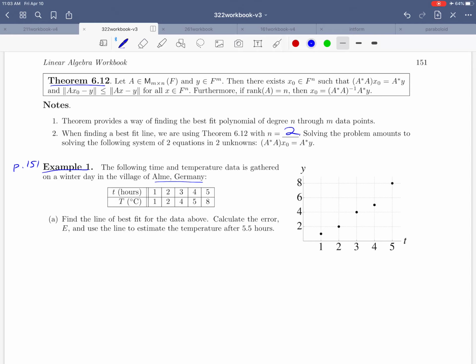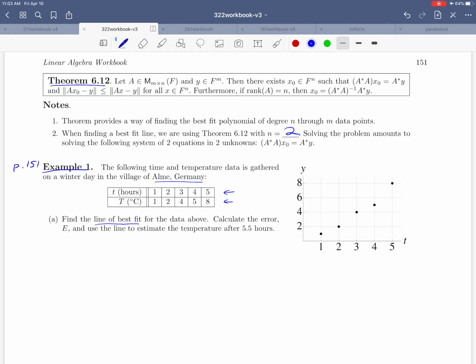Looking at the table of data that we have here, we've got time in hours, and then somebody's taking temperature readings for us, and the numbers are nice and round just to make this problem doable by hand. We'd like to find the line of best fit for the data. Just to help us visualize it, we've got a graph of the data over here to the right.